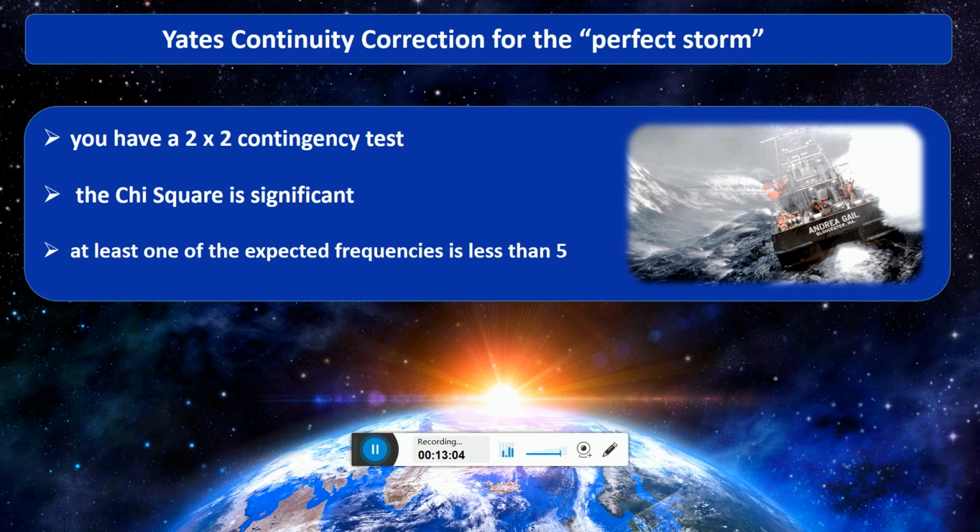There are people who believe that Yates continuity correction goes overboard, get it? And that it's too severe. And so they justify not using it, even if they do have the perfect storm. And certainly that's an option, but I just wanted to make you aware of this correction. All right, that's it. Those are the need to knows, and I hope this helped.